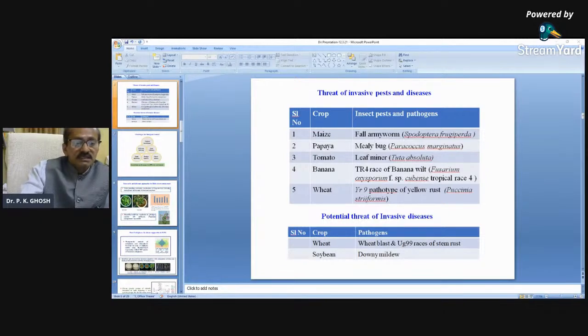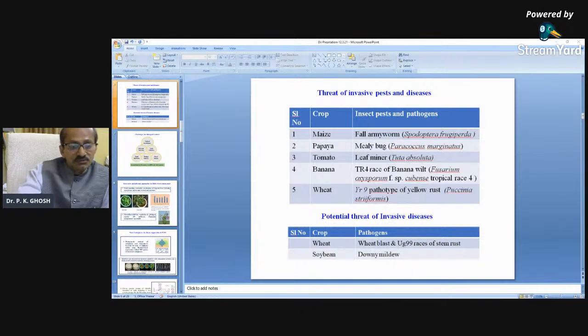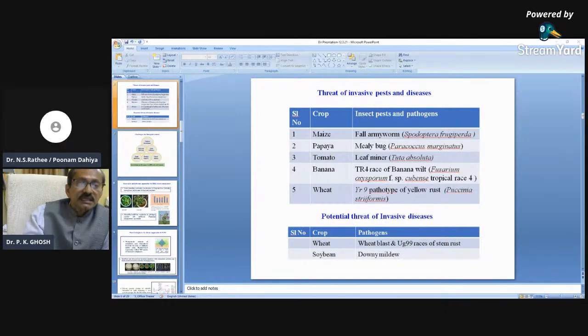Now, as I mentioned, we identified a miRNA technique for how it regulates the pathogen population in chickpea, that is Fusarium oxysporum in chickpea. So this is another technique.